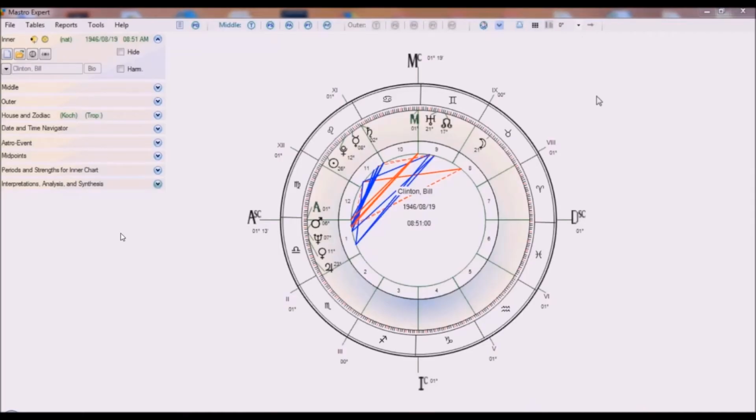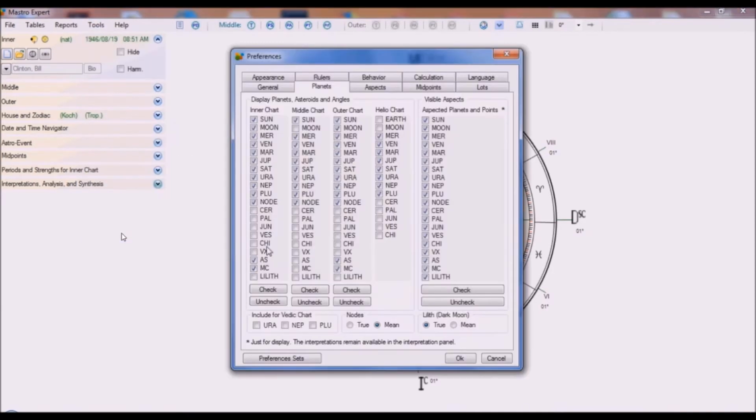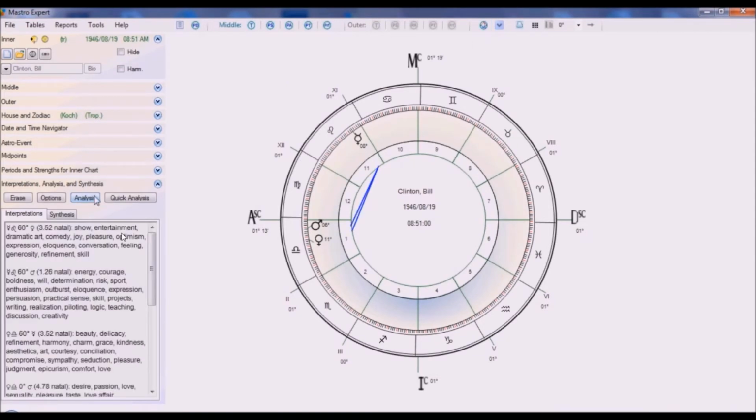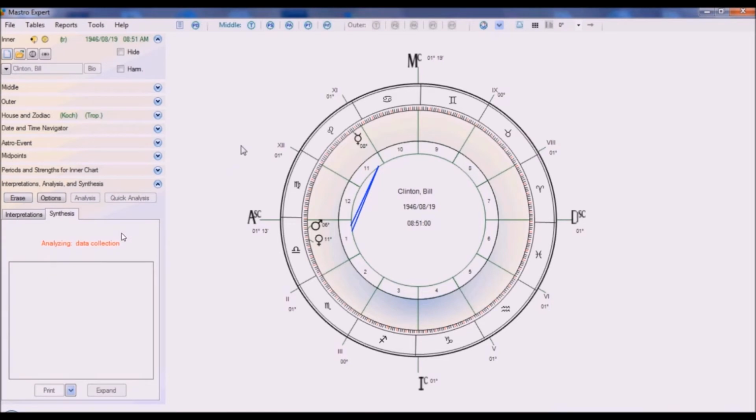This is Bill Clinton's chart. Sometimes we like to analyze a pattern like a T-square or a grand trine. The expert system is good at that. For instance, if we want to analyze Clinton's Mercury in Leo, double sextile to Mars and Venus in Libra, we can go here and keep only Mercury, Venus, and Mars. Then we do all the aspects and a full analysis of those three planets connected by sextiles.